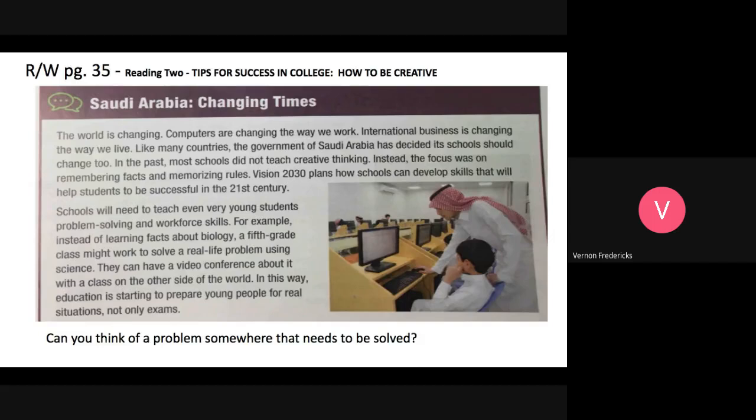Vision 2030 plans how schools can develop skills that will help students to be successful in the 21st century. Schools will need to teach even very young students problem solving and workforce skills. For example, instead of learning facts about biology, a 5th grade class might work to solve a real life problem using science. They can have a video conference about it with a class on the other side of the world. In this way, education is starting to prepare young people for real situations, not only exams.